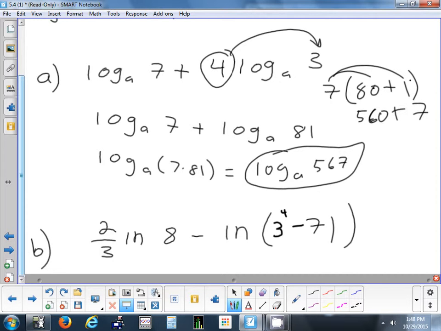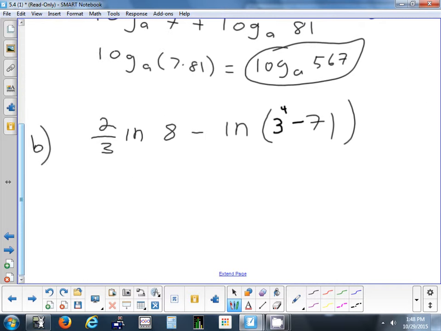Last one. Okay, I want to recombine that into a single log. Is that 71? That is 71, right? Yeah, this part, I would just write this first. 3 to the 4th is 81 minus 71. Don't leave it more complicated than it has to be. Just make it 10. And then you have 8 to the 2/3.